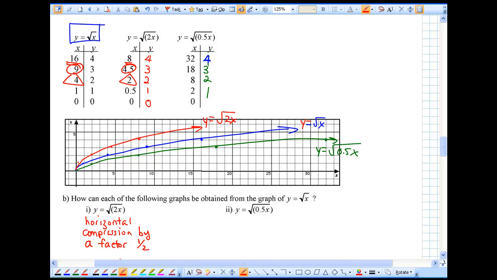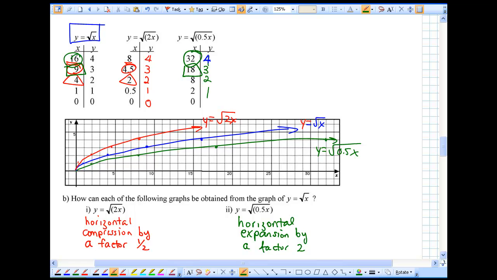And if you take a look at the other one, where it's root 0.5x, notice that we are now taking the blue graph, and if you look at the x values here, it looks like we're doing a horizontal expansion. And if you said expansion, you are correct. By a factor of, and in this case, 16 becomes 32, 9 becomes 18. How about a factor of 2?